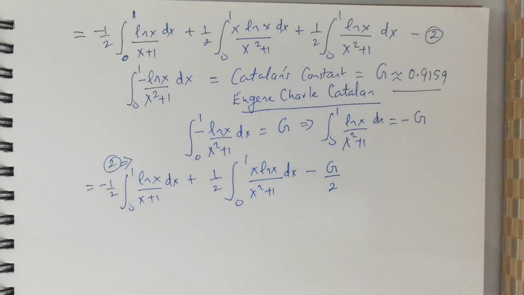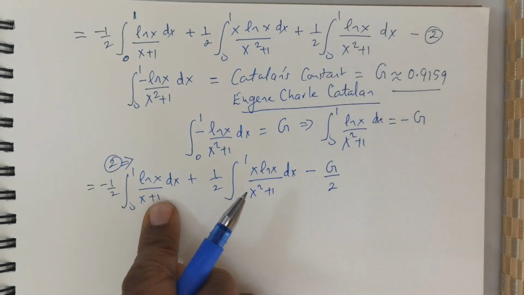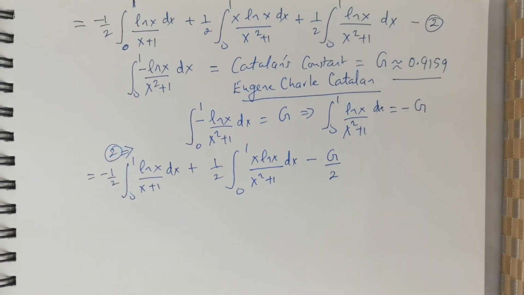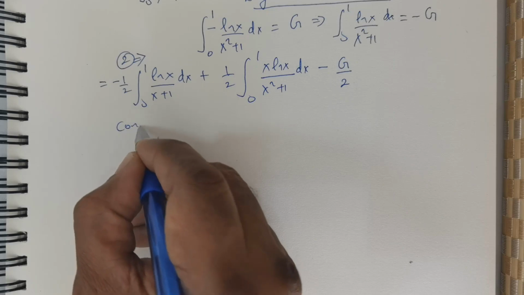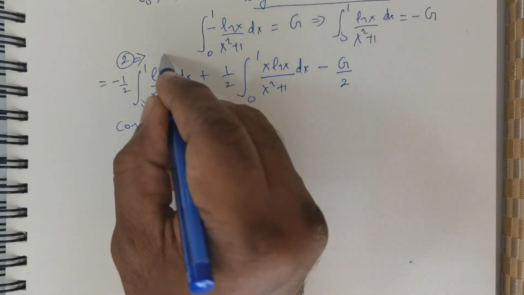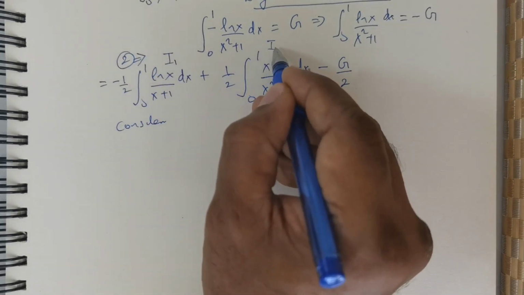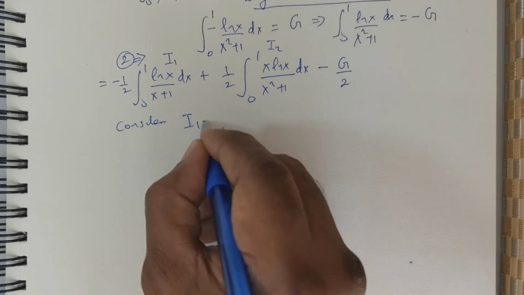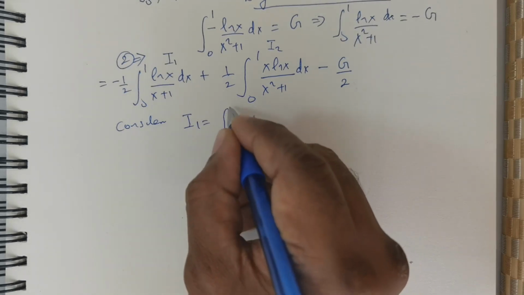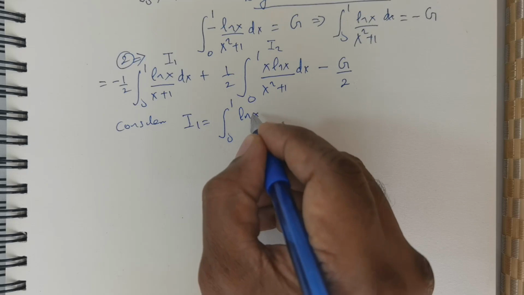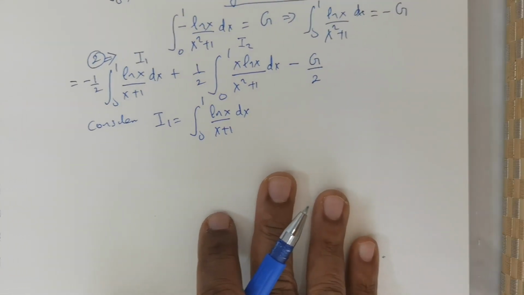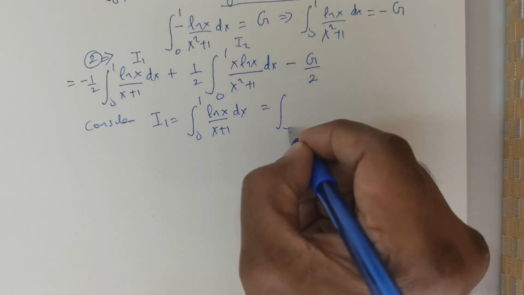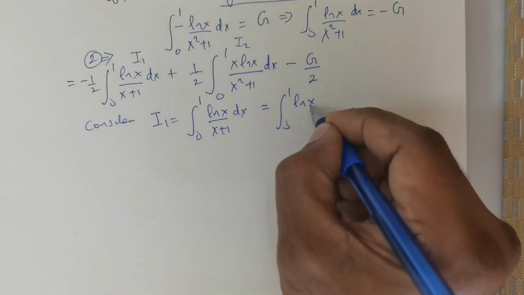Now we need to evaluate two of the integrals. We need to evaluate this, we need to evaluate this. So first, what I wish to do is consider this one. Let me take these as I1 and I2. Consider I1 to be equal to the integral from 0 to 1 of ln x over x + 1 dx. Now I would like to rewrite this as the integral from 0 to 1 of ln x.